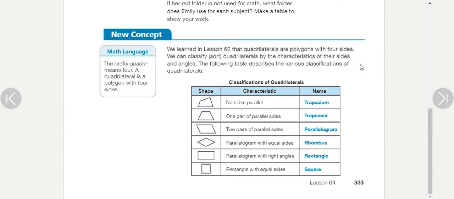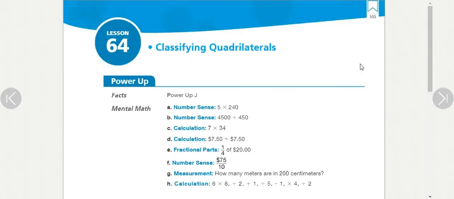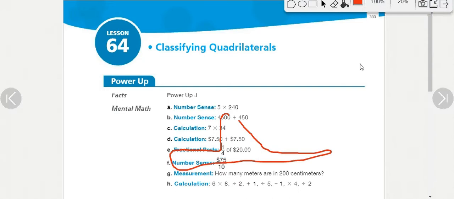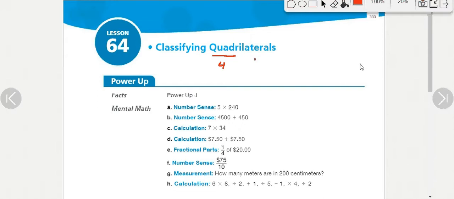Hey there, Course 1. Lesson 64 takes us back to the geometric concept of quadrilaterals. What do you remember about quadrilaterals? Clue: quad. Quad means four. Laterals makes us think of lines or sides.